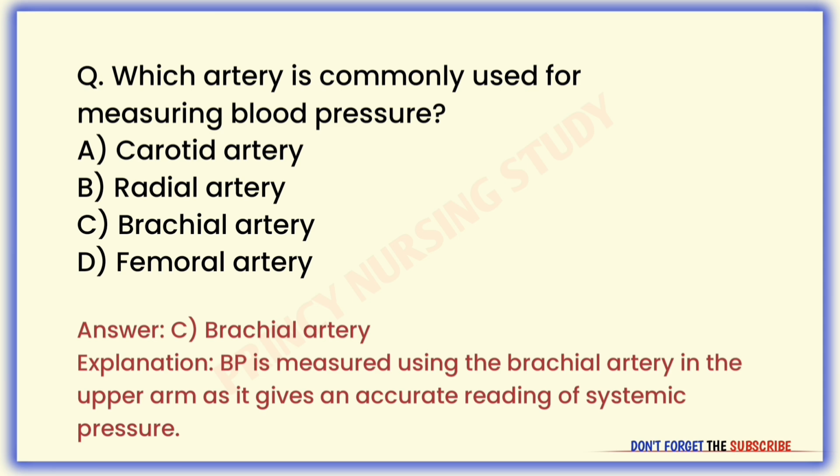Next question. Which artery is commonly used for measuring blood pressure? Correct answer is C. Brachial artery. BP is measured using the brachial artery in the upper arm as it gives an accurate reading of systemic pressure.